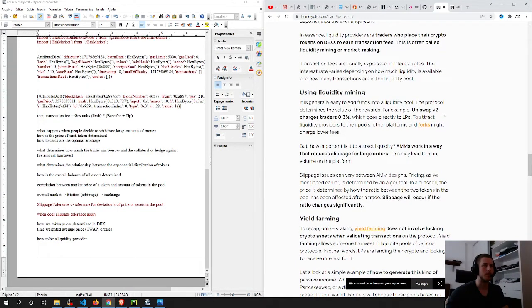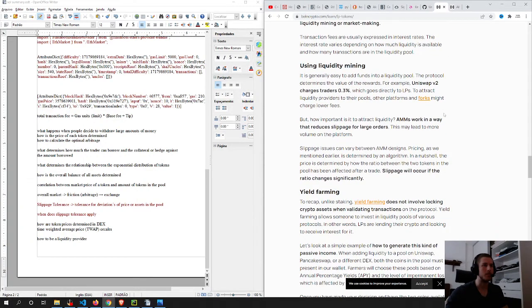Transaction fees are usually expressed in interest rates. The interest rate varies depending on how much liquidity is available and how many transactions are in the liquidity pool. It is generally easy to add funds into a liquidity pool. The protocol determines the value of the rewards. For example, Uniswap charges traders 0.3%, which goes directly to LPs, to attract liquidity providers to their pools. Other platforms and forks might charge lower fees.